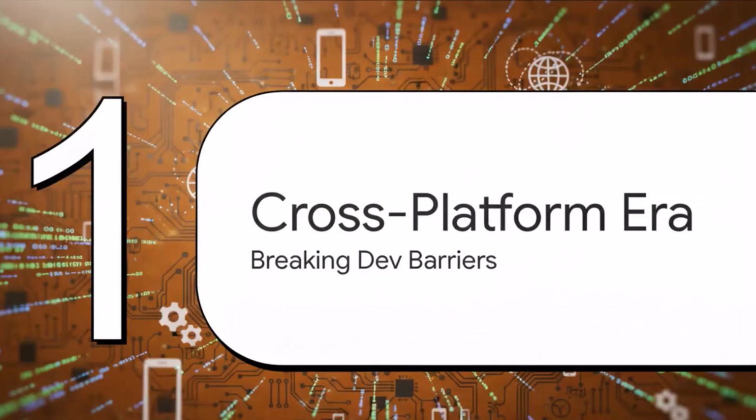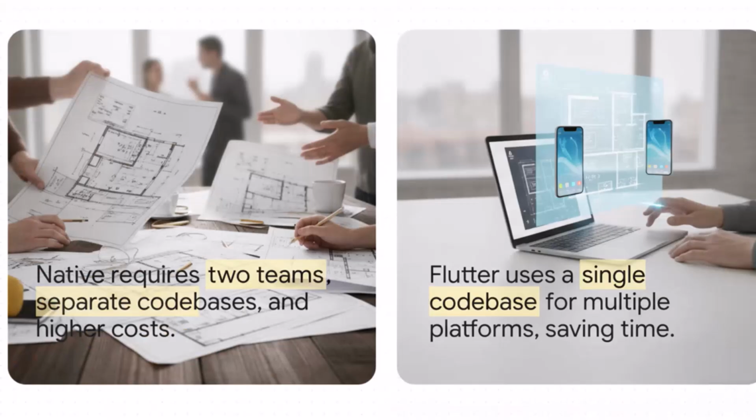Okay, Part 1, the cross-platform revolution. We're breaking down the old barriers of mobile development here. Right off the bat, we have to talk about the massive headache of traditional app development. Back in the day, if you wanted your app on both iPhones and Androids, you literally had to hire two entirely separate teams, one writing Swift for Apple, another doing Kotlin or Java for Android. It was incredibly expensive and honestly a huge time sink.